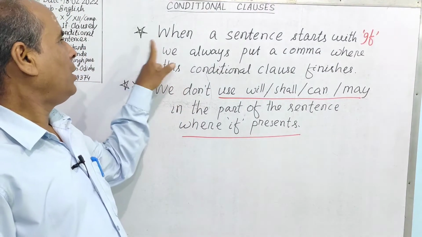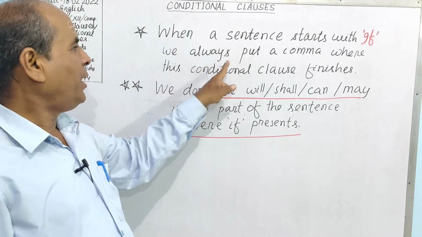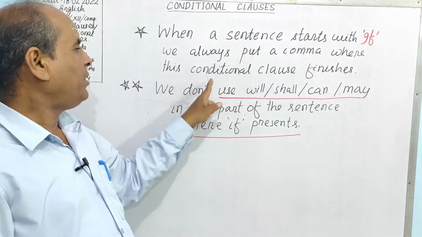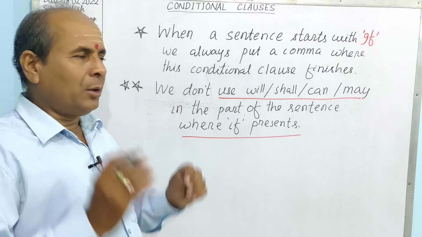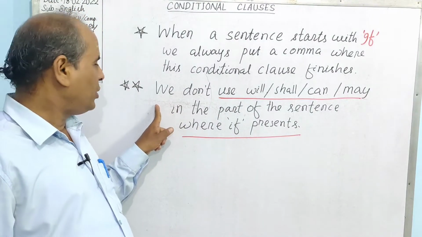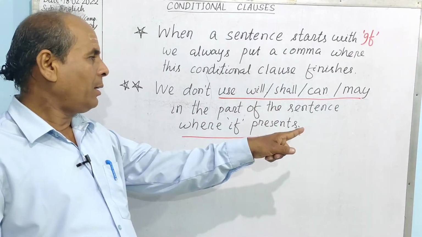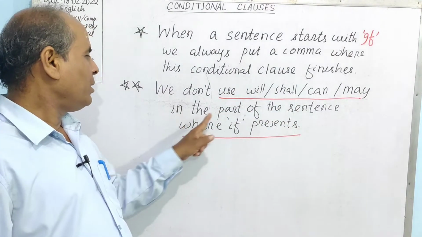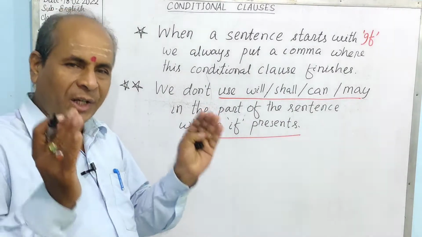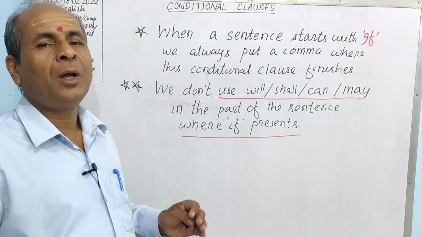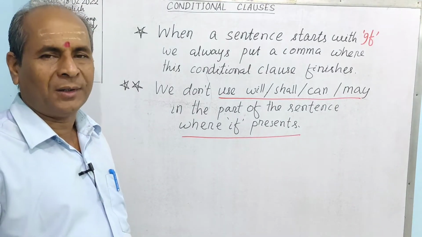First is that when a sentence starts with if, we always put a comma where this conditional clause finishes, before the beginning of the main clause. Then the second rule is that we don't use will, shall, can and may, this type of modals, in the part of the sentence where if is present. Means in the if part, we should not use will, shall, can or may, this type of modals.